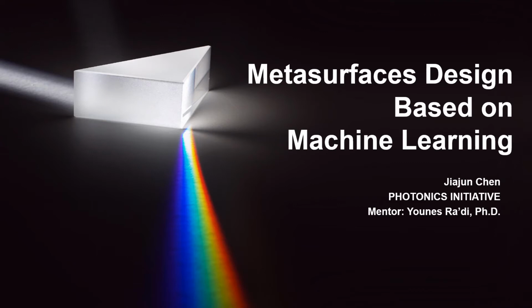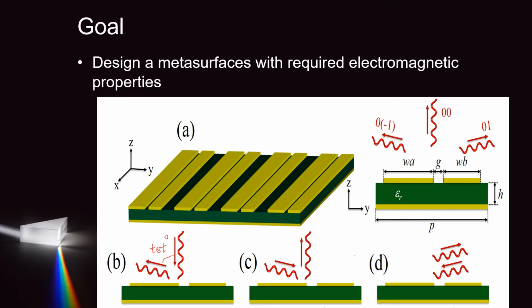Good afternoon, everyone. My name is Jiajun Chen, and today I'm going to present my research working with my mentor, Professor Radi, and the topic is called Metal Surface Designs based on Machine Learning. The general goal of this project is to design metal surfaces with required electromagnetic properties, but more specifically, the property is the reflectance value of the light.